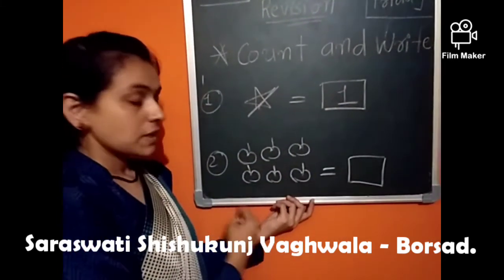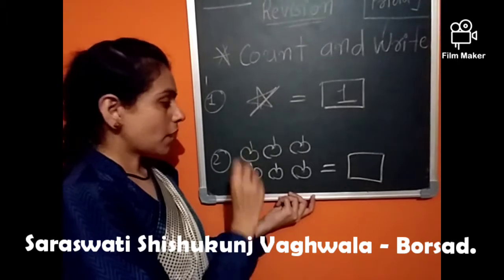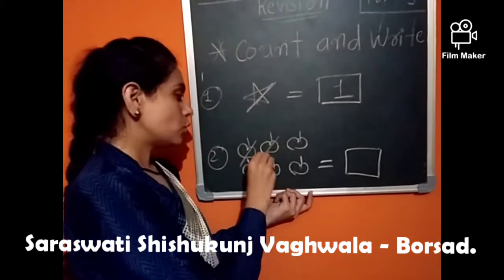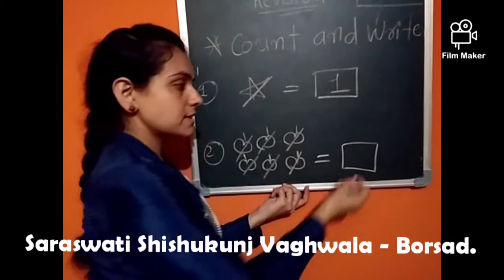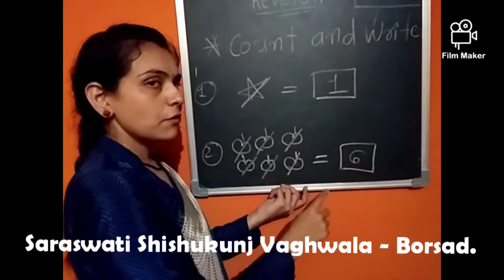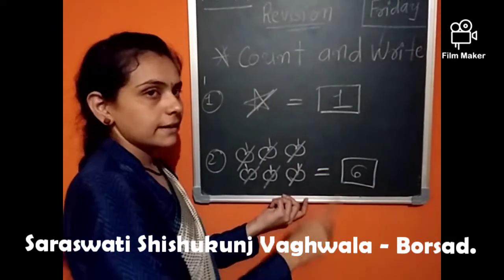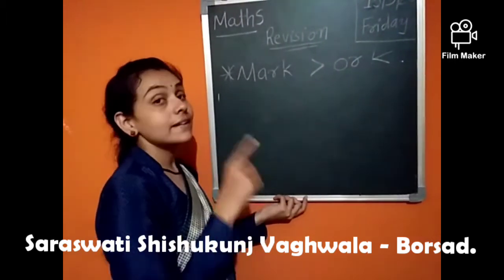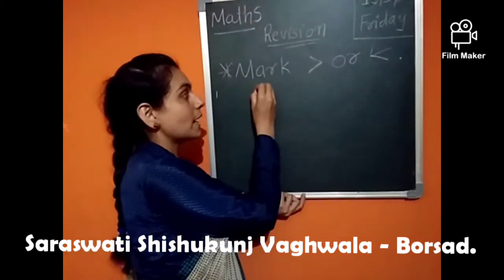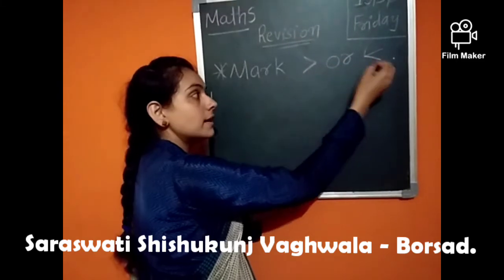Then downside, second one, apples. You have to count them. 1, 2, 3, 4, 5, 6. So what is your answer? 6. Now you understood count and write. Okay. Now what are we going to study? Greater than and less than. Mark greater than or less than.